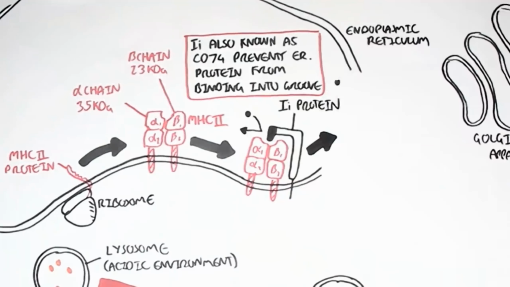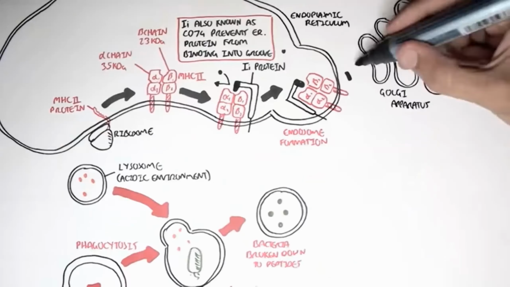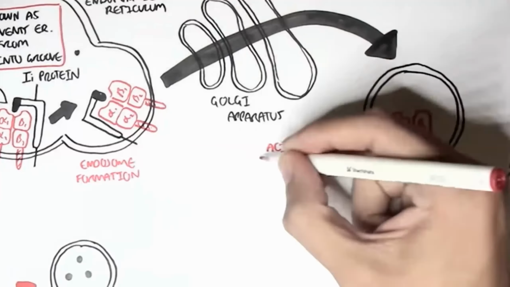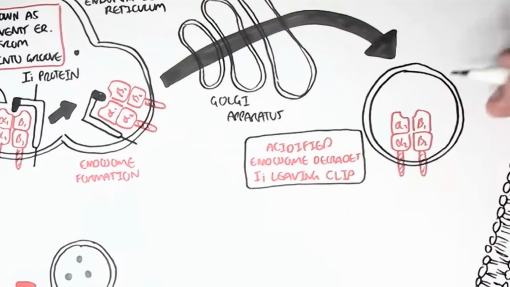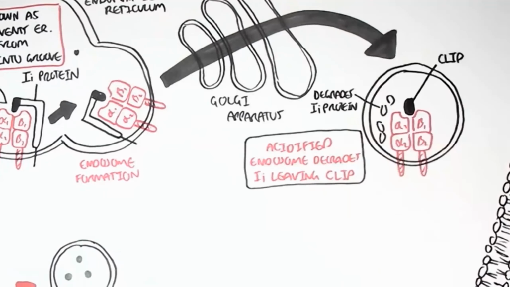The invariant chain (II) protein also acts as a chaperone, bringing the MHC class 2 out from the endoplasmic reticulum in an endosome, then through the Golgi apparatus, and forming a new endosome. This new endosome is slightly acidic. The acidified endosome degrades the II protein, leaving a fragment called CLIP on the binding site, or the groove, of the MHC class 2, thus allowing no peptides or antigens to bind onto MHC class 2.